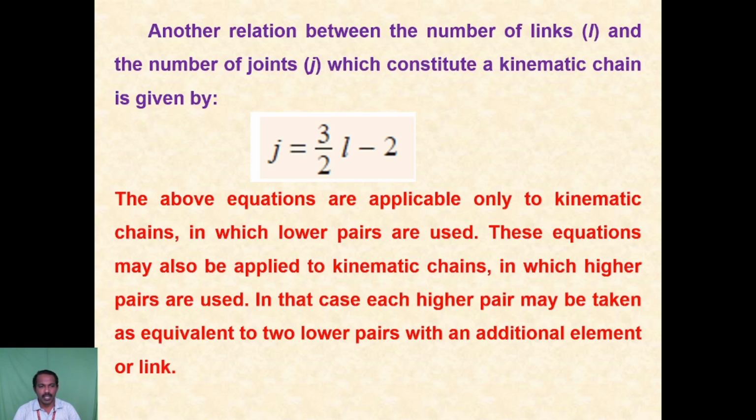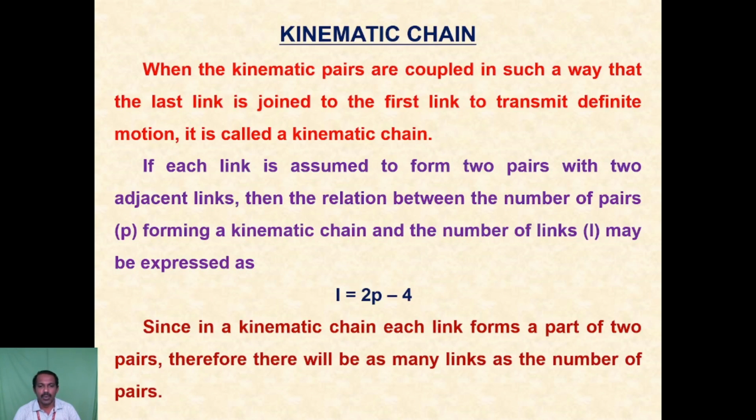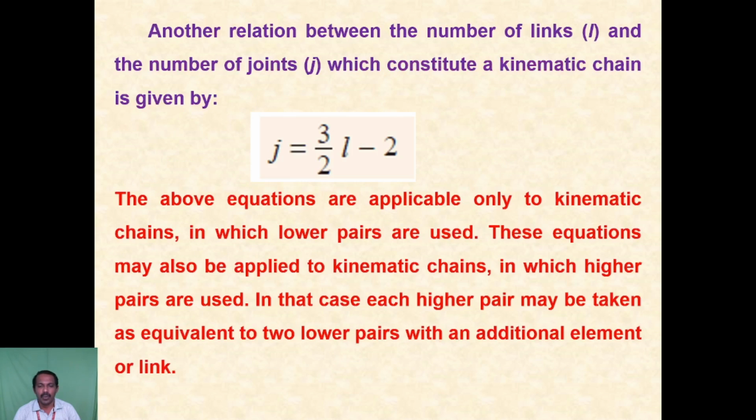The above two equations are applicable only to a kinematic chain. The first formula, P = 2L - 4, is used for lower pairs. When you apply it for higher pairs, we can use the formula J = (3/2)L - 2.